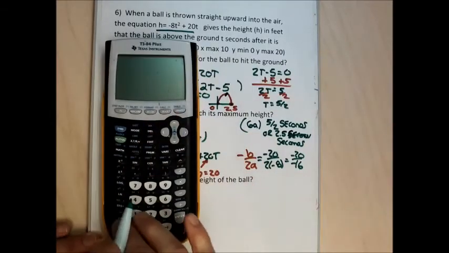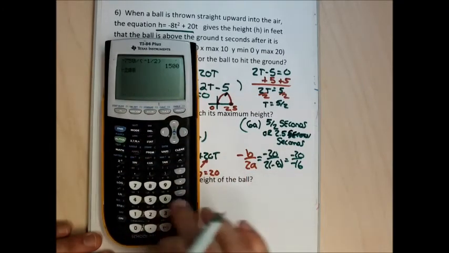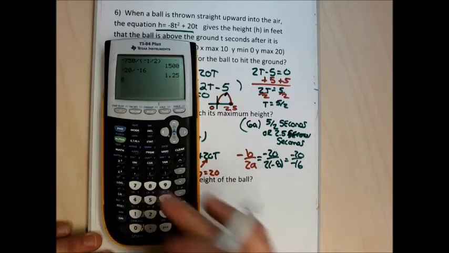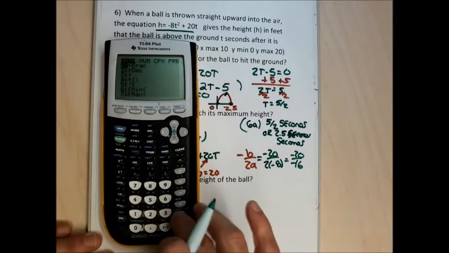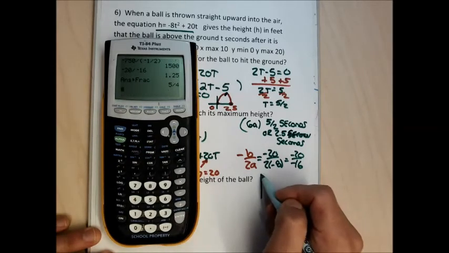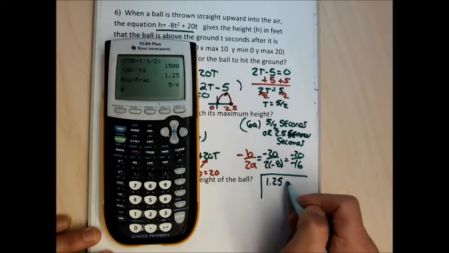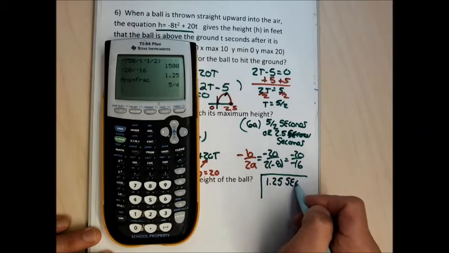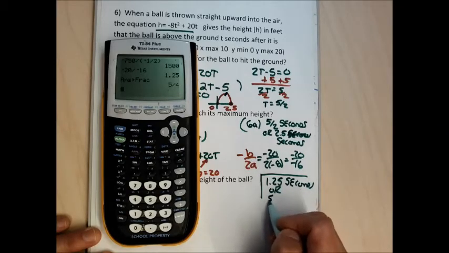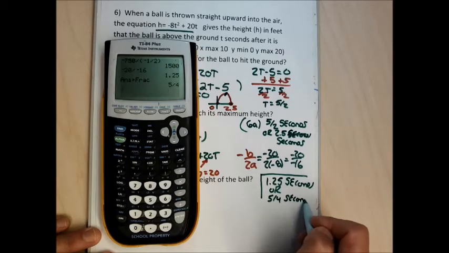I don't really care to do that by hand right now, so I'm going to go on my main screen and go negative 20 divided by negative 16. I could either say 1.25 or math enter or say 5/4 seconds. So the time that it reaches its maximum height, I can either say it's 1.25 seconds, or I can say it's 5/4 seconds, and I almost kind of like the decimal here.